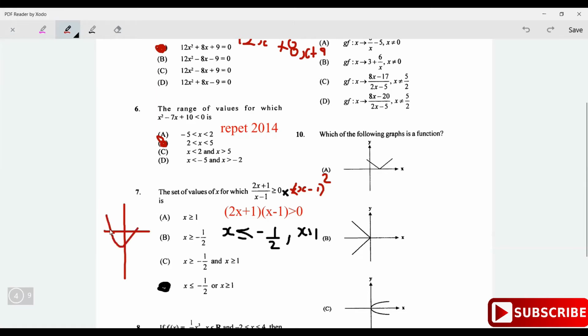Something like this. This would be negative a half. This would be the 1, and you want outside the roots. Outside the roots. So option D.